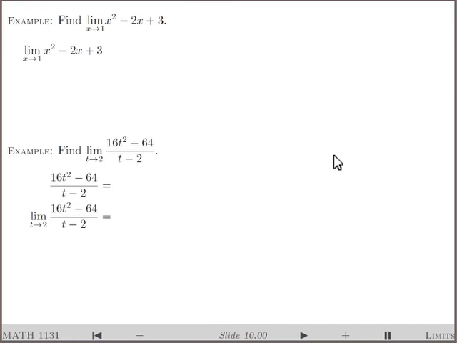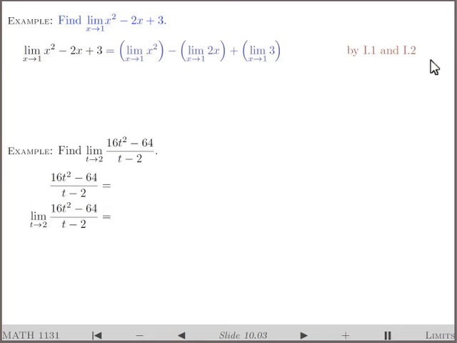So let's see how these things work in practice. First, we'll look at the limit of a polynomial. The limit of x squared minus 2x plus 3 as x approaches 1. First of all, because limits distribute over addition and subtraction, we can find limits term by term.